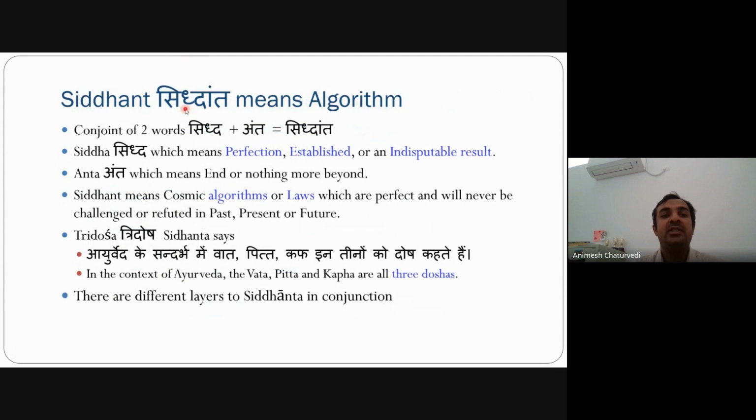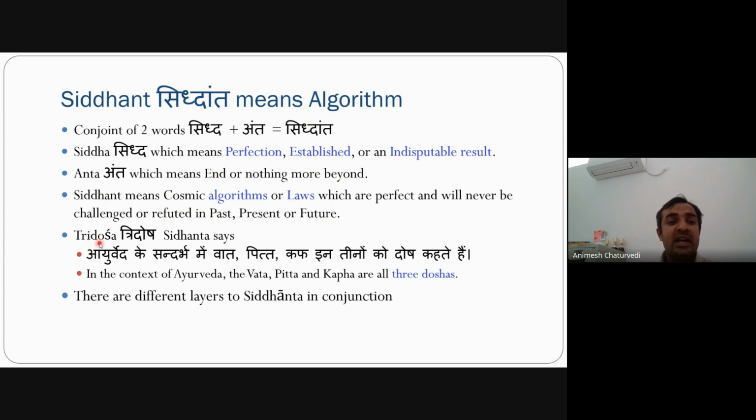Then there's a Siddhant, which has been there since the start. Siddh means perfection or an established, indisputable result, and Ant means it is the end and nothing more lies beyond it. It means an algorithm which is widely acceptable and has become a law, so it can't be refuted or challenged in the past, present or future. That type of thing is said to be a siddhant, which in the modern world is said to be an algorithm.